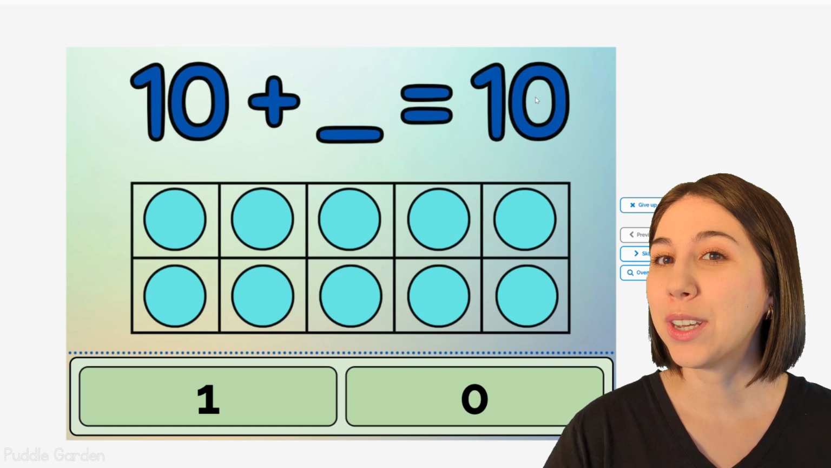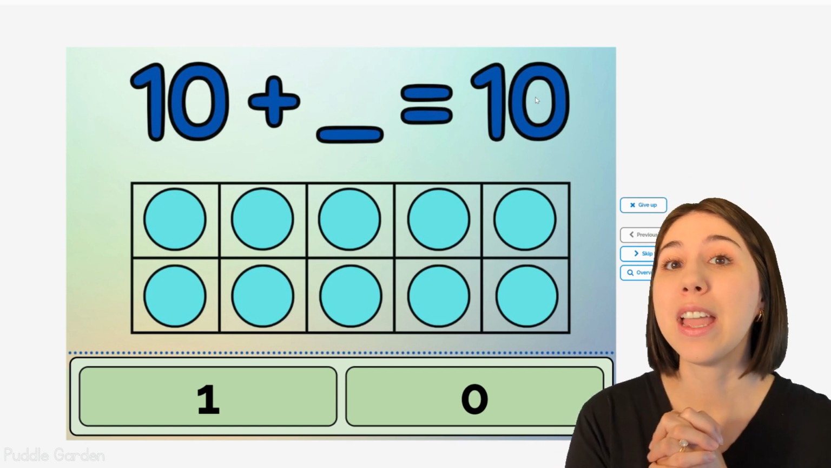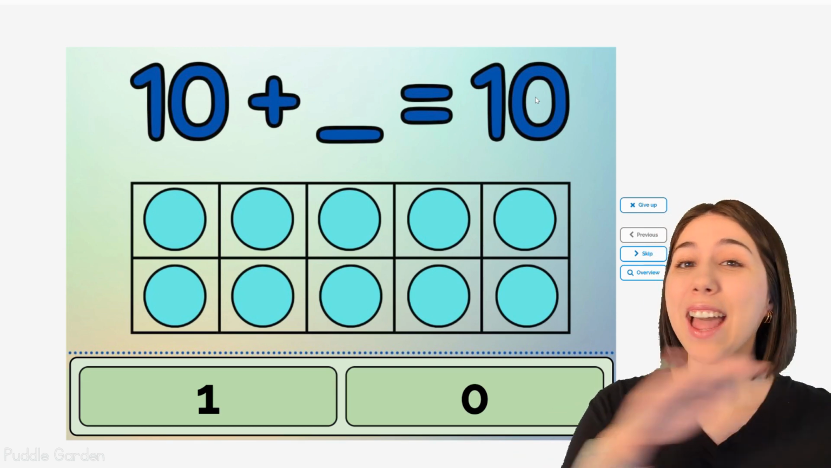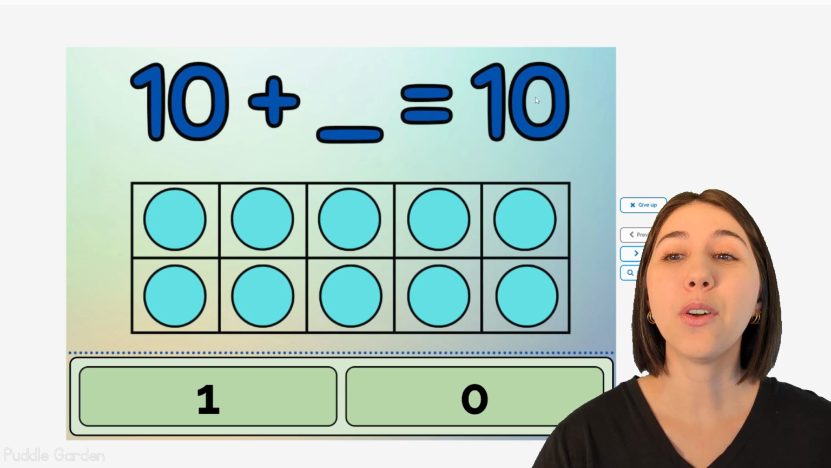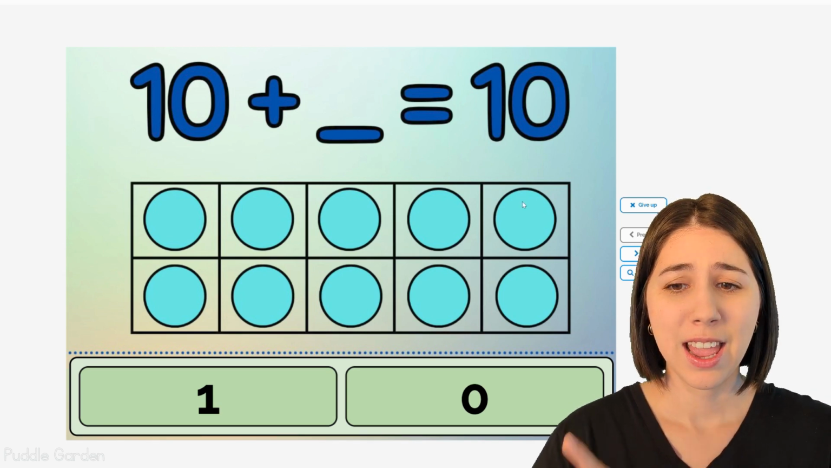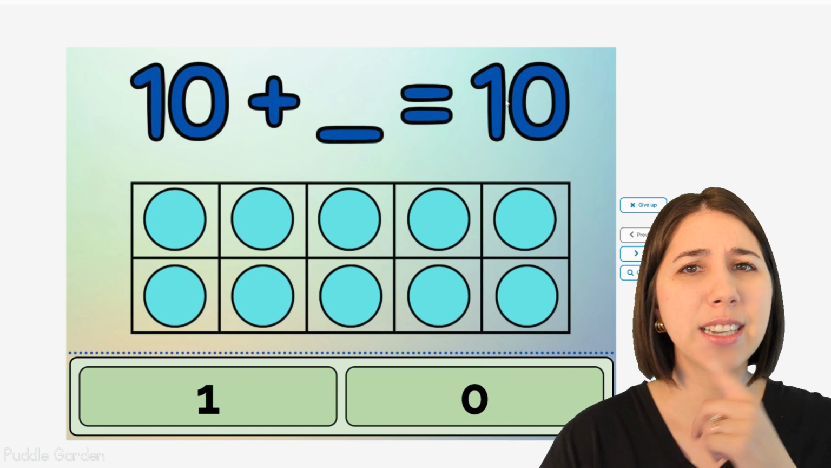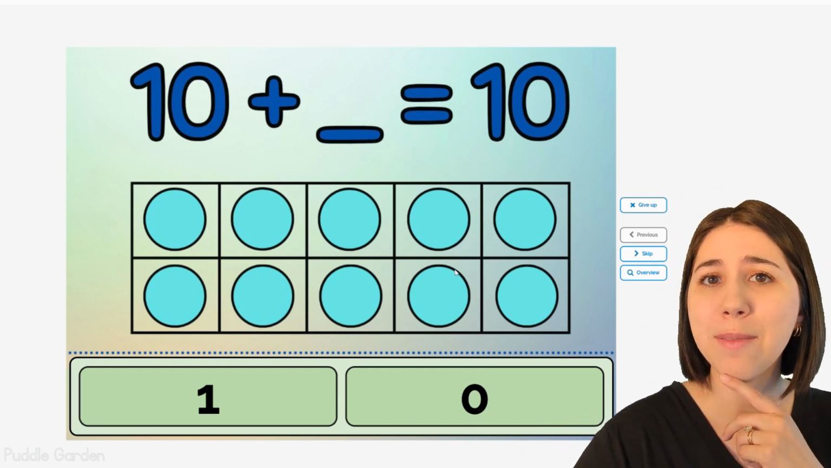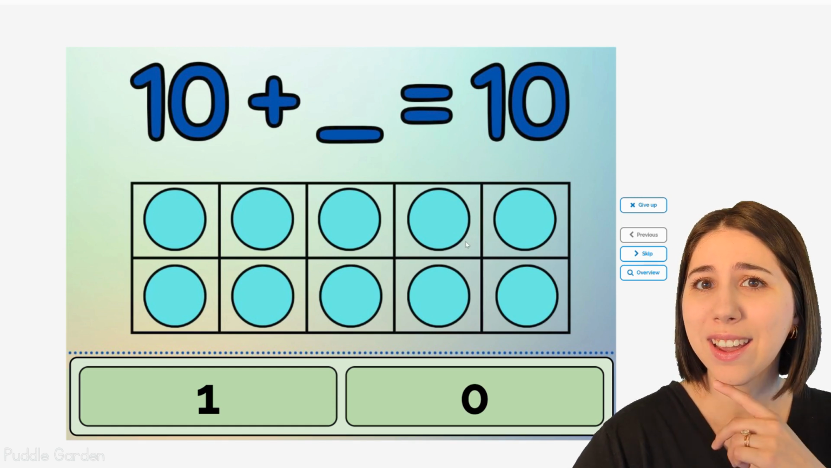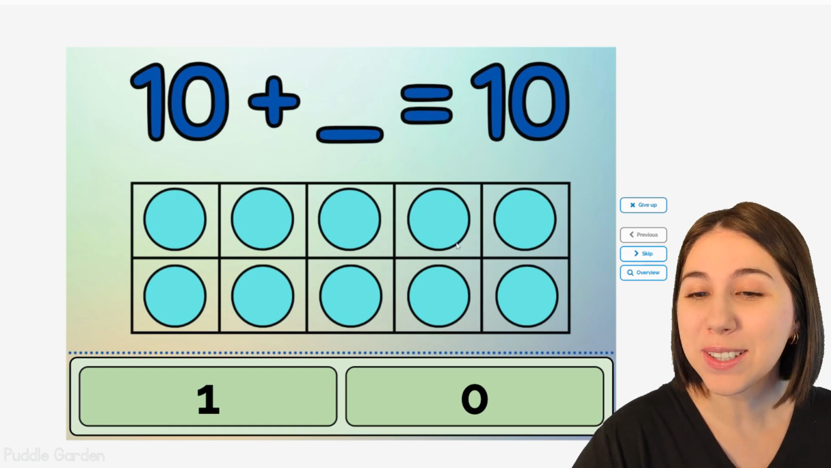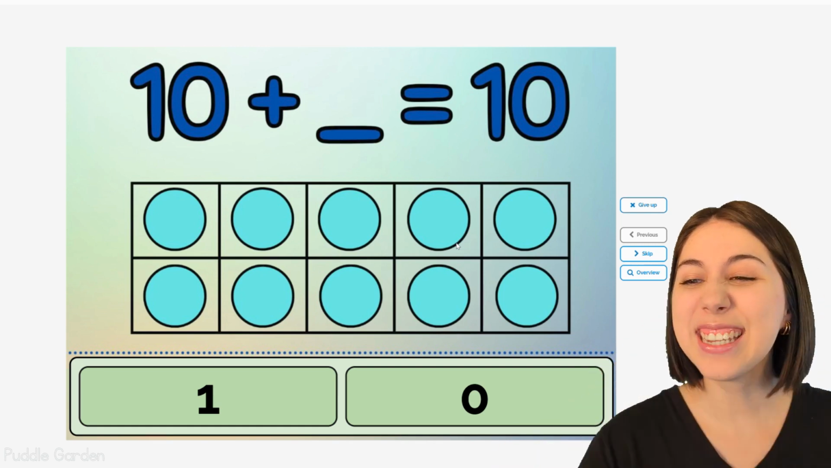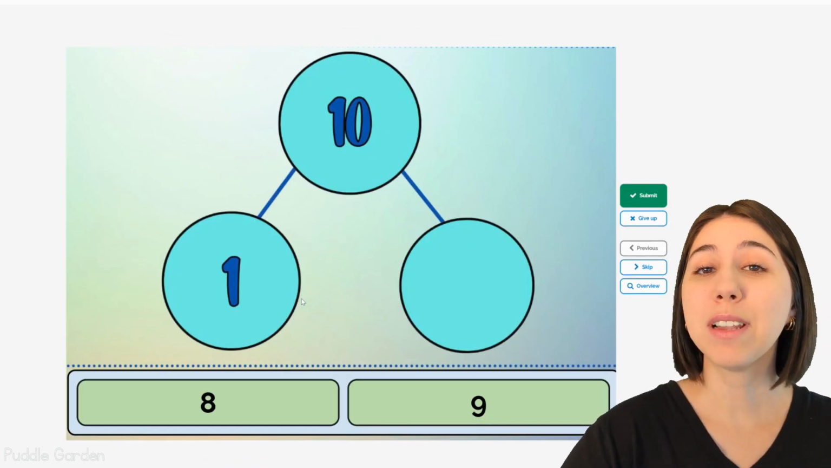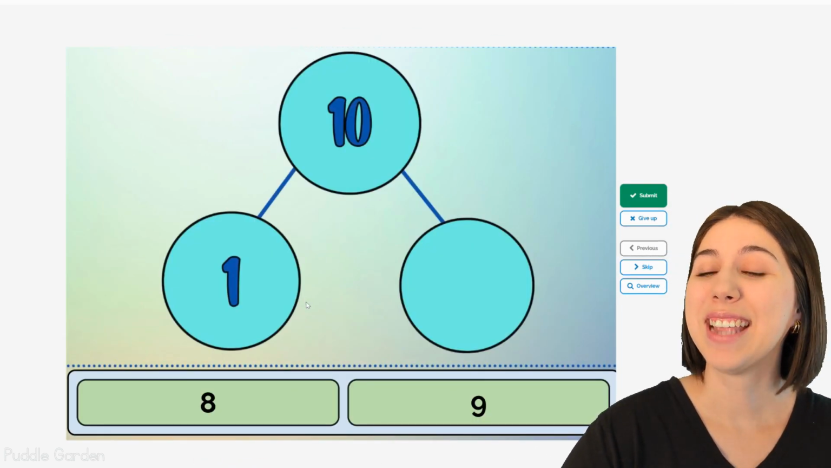Ooh, this one might be a tricky one. Sometimes we've talked about the number 0. And do you remember what 0 means? That's right, it means that there's nothing there. So if we have 10 already, and we're gonna add what to get to 10? If we have 10 already, do we have any reds on our tens frame? Is there any reds right here? No, so that would be the number 0. That would be 0. Let's check it. 10 plus 0 equals 10.